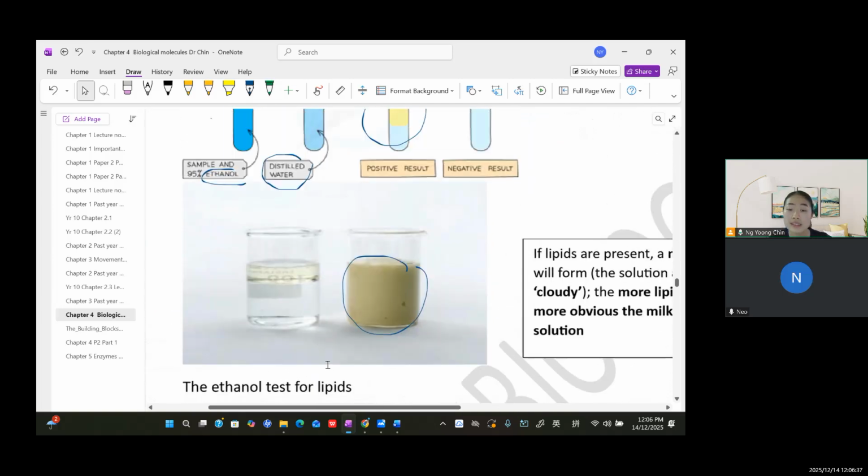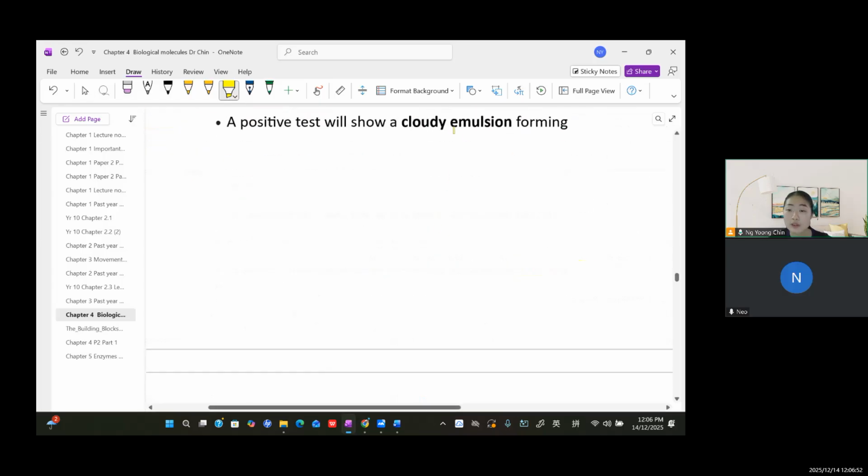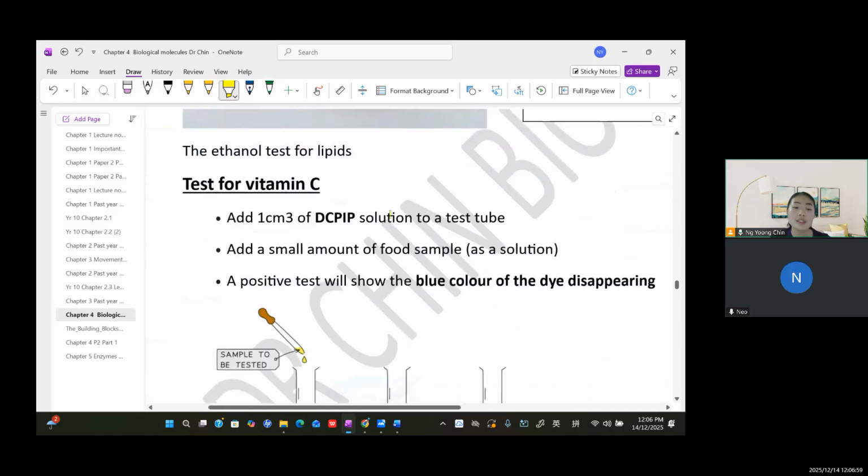So this is called what? The emulsion test for the lipid. You need to mix the food sample with the ethanol because ethanol is non-polar. And then you add the water to the ethanol because you want to dilute the solution. And then you form the emulsions, the cloudy emulsions. So this one you call as what? Cloudy emulsion.